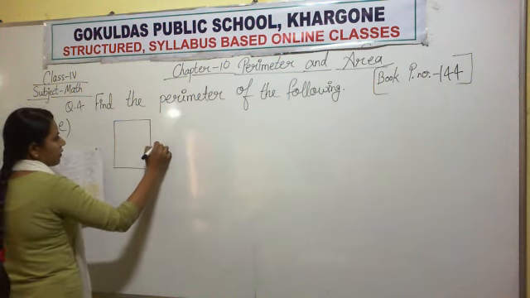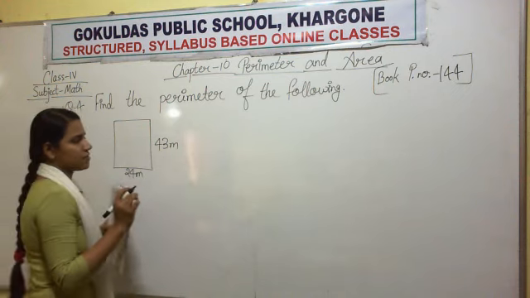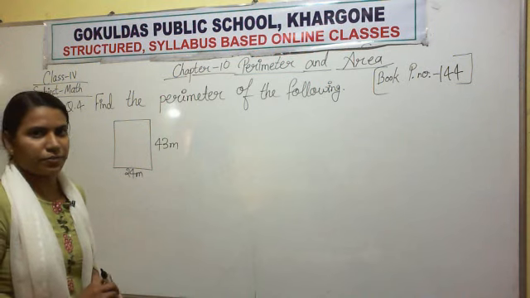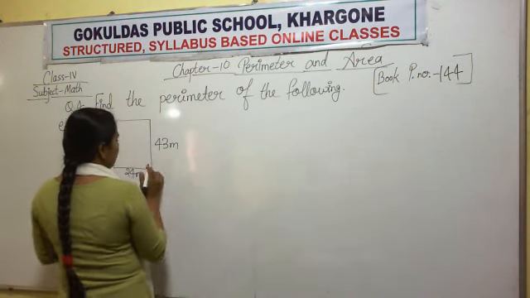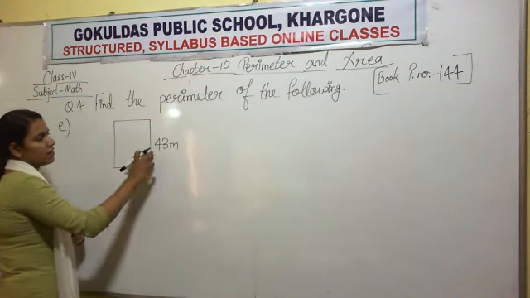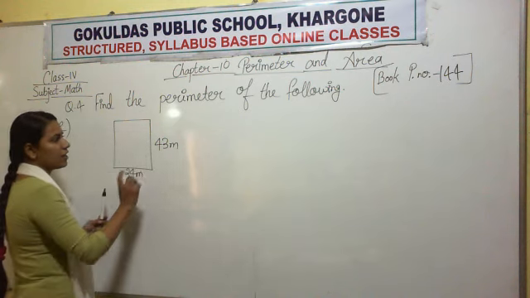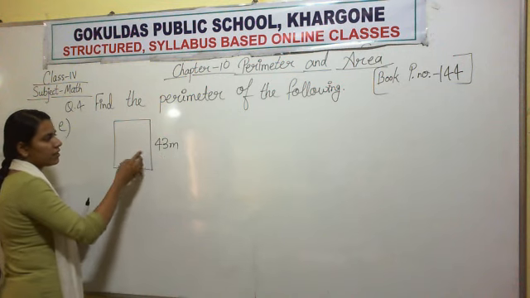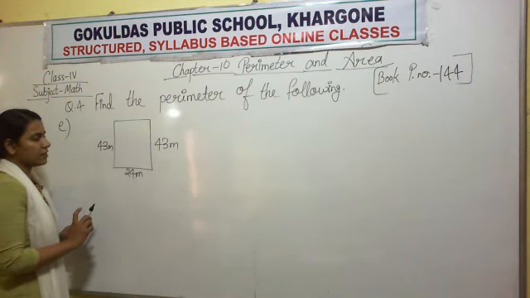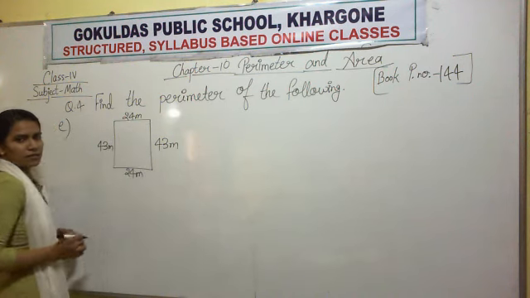The length of this side given is 43 meter and the length of this side is 24 meter. Okay, it is the given figure. Which shape is it? It is a rectangular shape, right? As we know the properties of a rectangle, the opposite sides of a rectangle are equal. So if this side is 43 meter, the opposite side will also be 43 meter. If this side is 24 meter, the opposite will be 24 meter.